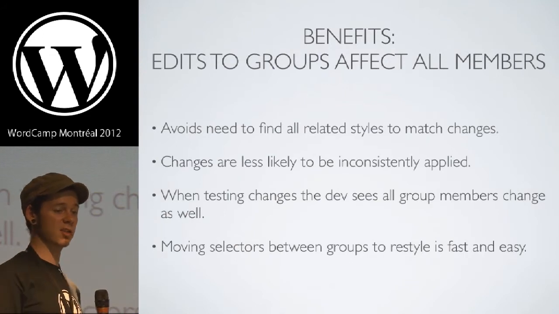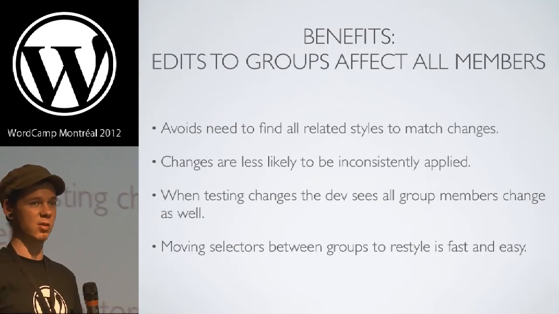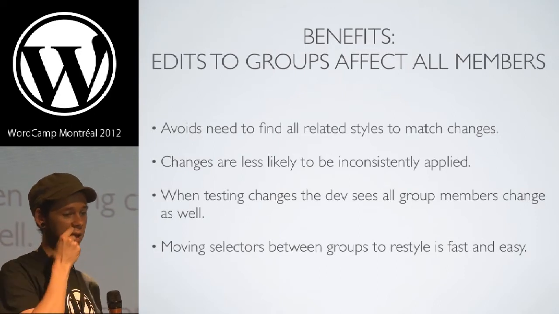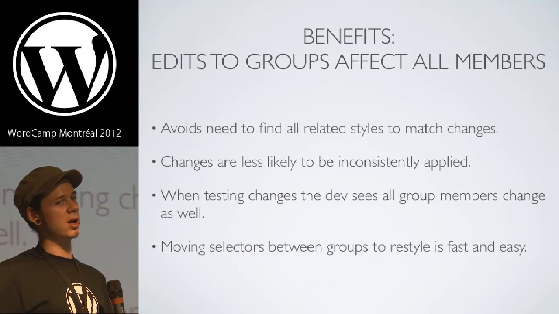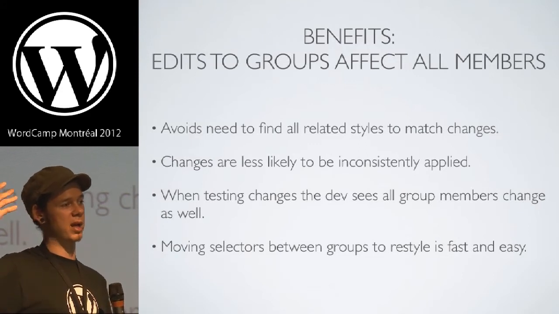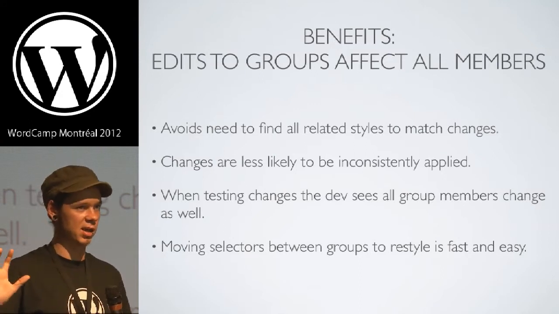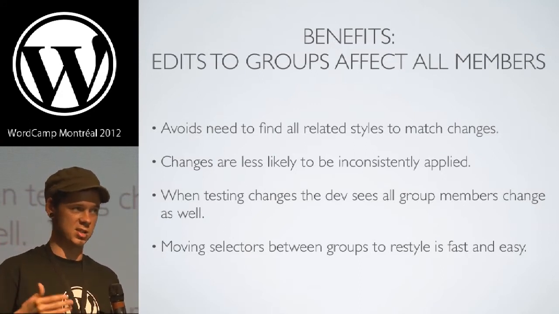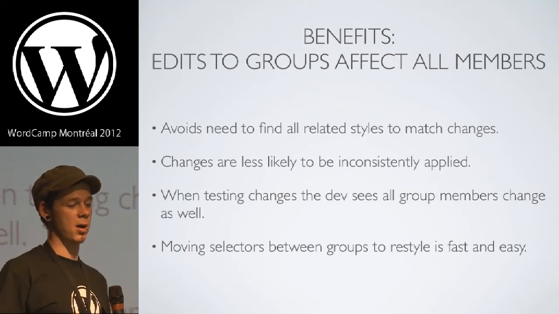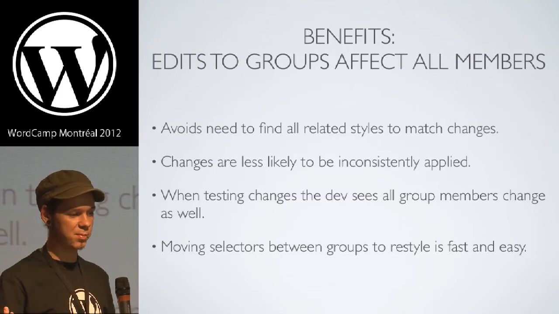So edits to groups affect all members. This is the inherent basis of the whole DRY principle that when you change one, you don't need to say, what are all the other ones that were sort of using that same thing? Like when you take something that was green and make it not green, you say, okay, wait, what else was green? I need to change all of it to orange, because probably if I'm changing this one, I need to change the rest. And that means that when you do make changes, you're less likely to miss things in that process.